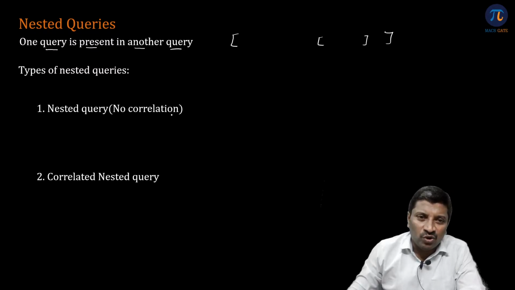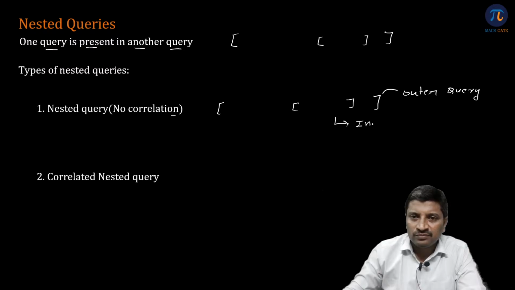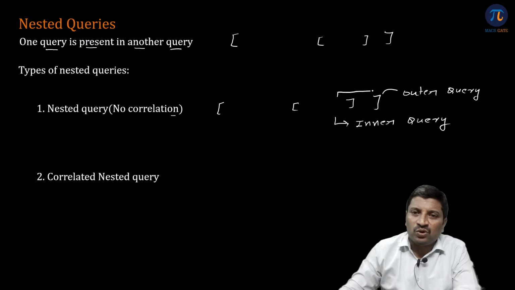Coming to the first one, no correlation. What does it mean? Whatever the query you are having outside, this is generally called the outer query, and whatever is present inside it is called the inner query. If there is no correlation between these two, then that is an ordinary nested query.